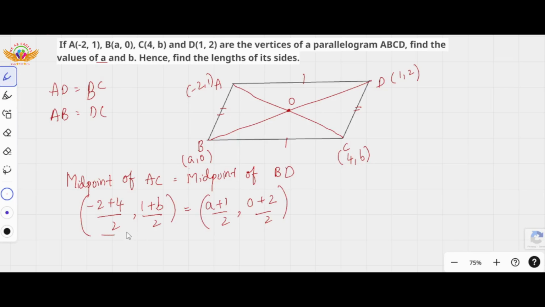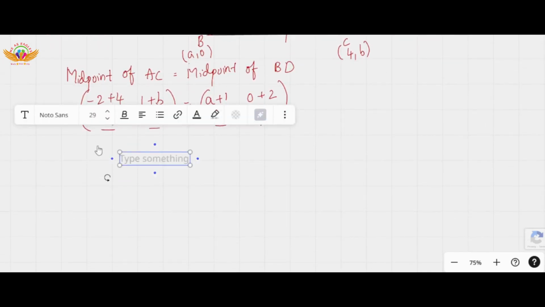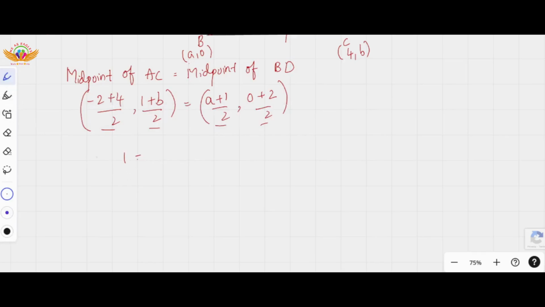Now equate the x terms and equate the y terms separately. So minus 4 plus 2 is what? 2. 2 by 2 is 1. 1 is equal to (a plus 1) by 2. And on the other hand, (1 plus b) by 2 is also equal to 1. 2 by 2 is 1, right? So a plus 1 is equal to 2 and a is equal to 1. 1 plus b is equal to 2 and b is equal to 1. So a value is 1 and b value is also 1.